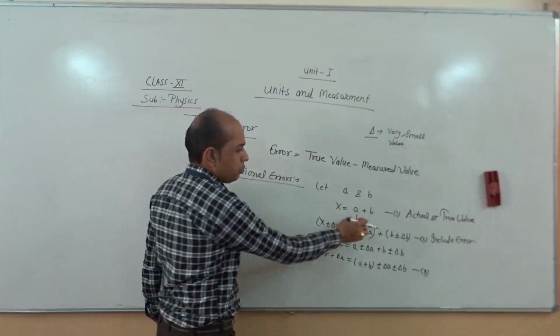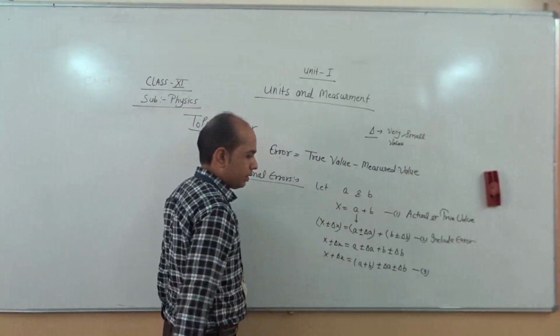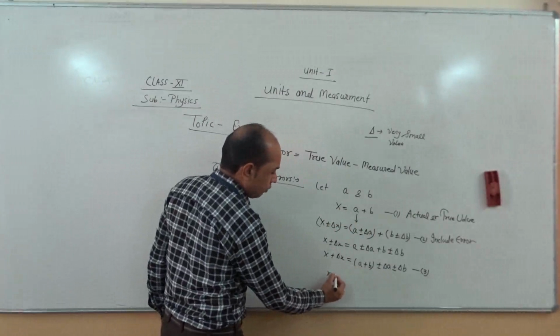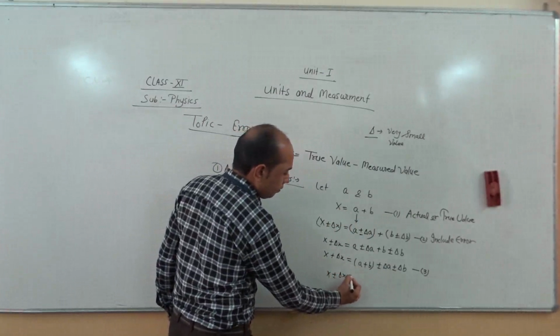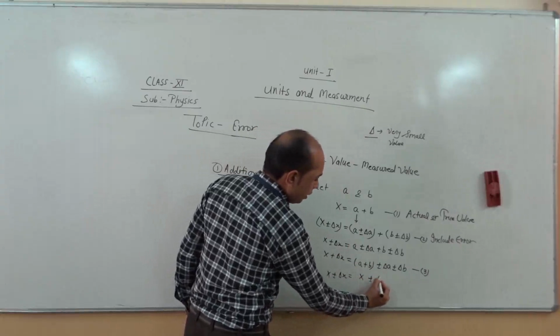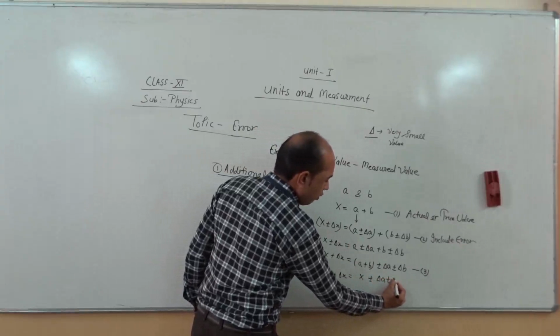So A plus B is to be substituted by x here. So x plus minus del of x. A plus B is denoted by again x plus minus del a plus minus del of b.